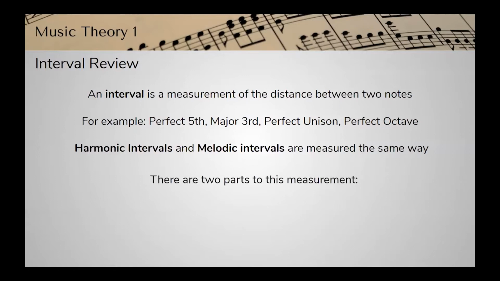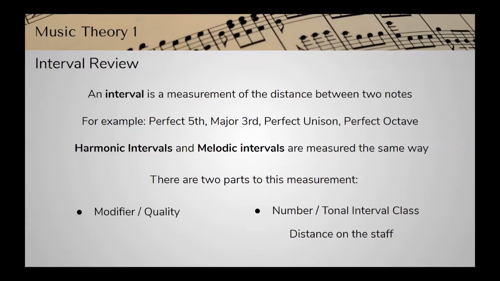Okay? There are two parts to the measurement of an interval. One is the number or tonal interval class. That's like unison, second, third, octave, etc. And that's determined by the distance on the staff. So the amount of space that those two notes cover on the staff. And then the other part is the modifier or quality, and that's determined by the number of half steps between the two notes, and that's affected by accidentals. So the number or tonal interval class is not affected by accidentals, but the modifier or quality is.